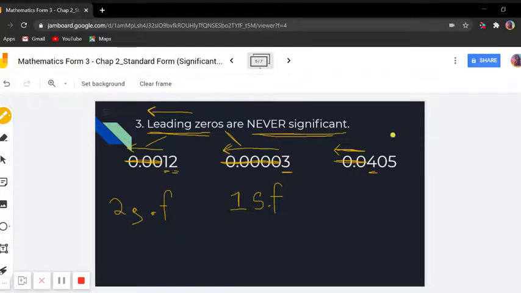Okay, let's take a look at the 0 in the middle here. Is this considered as significant? Yes, this is a significant number because it is located in the middle of 4 and 5. 4 and 5 are non-zero numbers. So there are three significant numbers here.